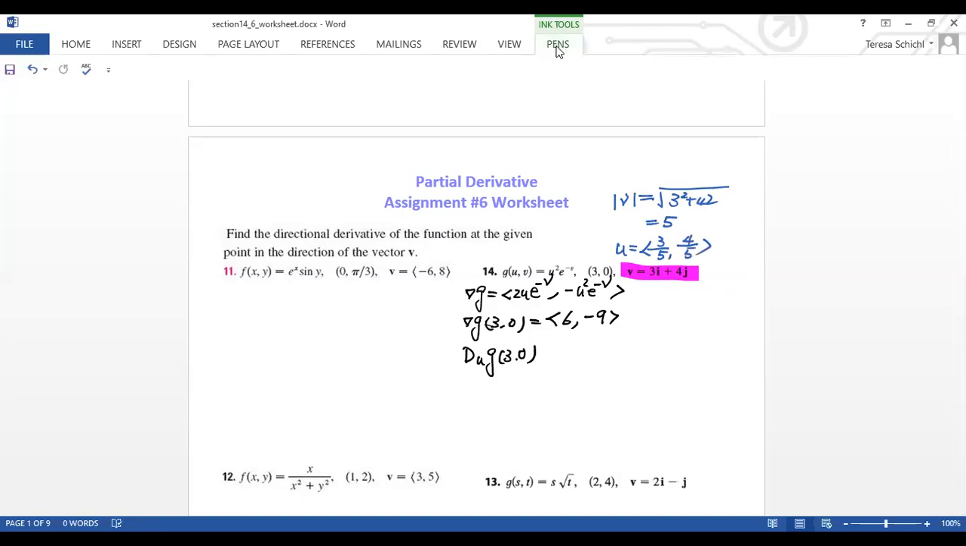So now I can find my directional derivative of g, which will just be the vector with 6 and negative 9, and then you dot product with 3/5 and 4/5 here. All right, and then you just use your calculator, and you get negative 18 over 5 here.